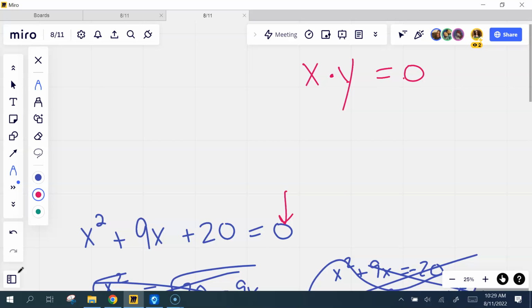Zero product property says if two things multiply to give you 0, one or both of them must be 0. Remember what a solution to an equation means. If I plug in the solution, it makes it true. If I put a 0 there, is my equation true? Yes, despite what y is, right? If I do this, am I still true? Yes. So both x equals 0 and y equals 0 are solutions to that equation. Do you agree with that?